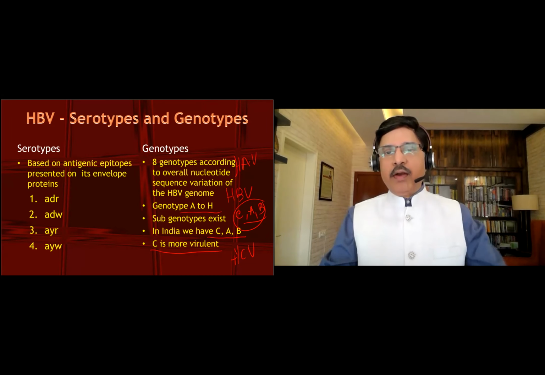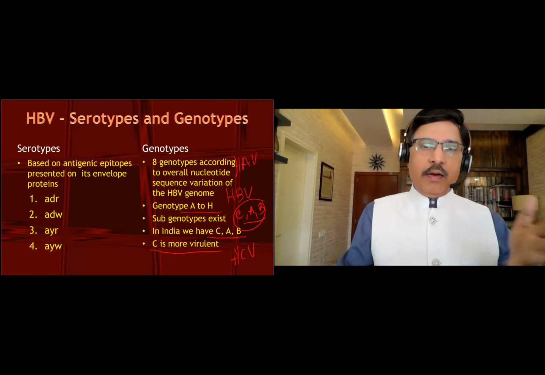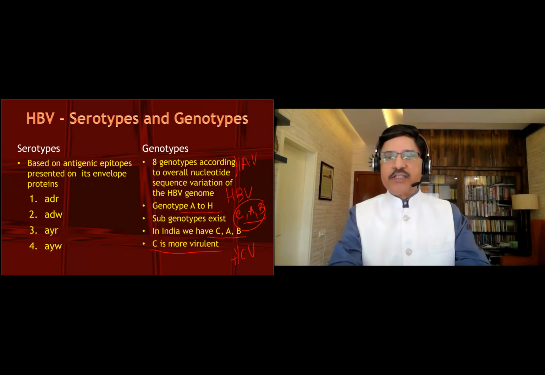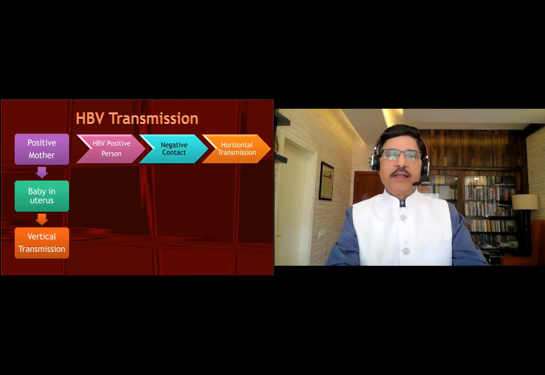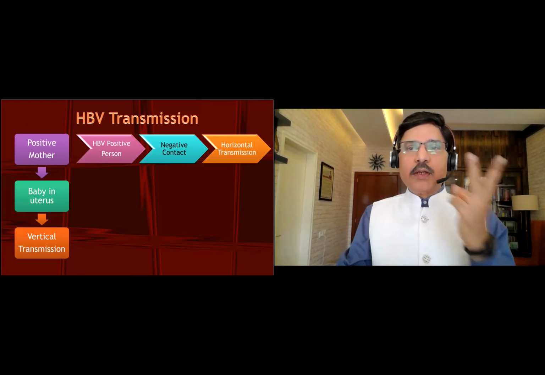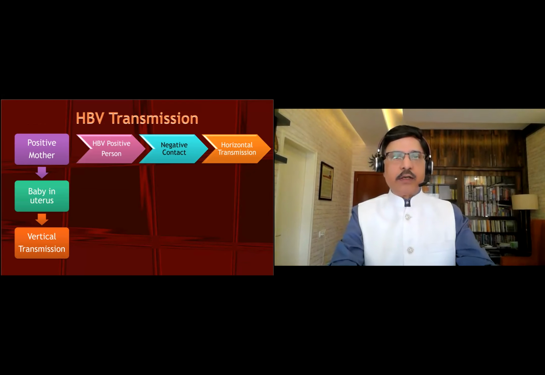Always we have difficult diseases in our country. Here also, that's the same case. So HBV disease with C genotype is common and dangerous in India. So what are the two types of transmission? One is the mother to child transmission, which is called the vertical transmission.